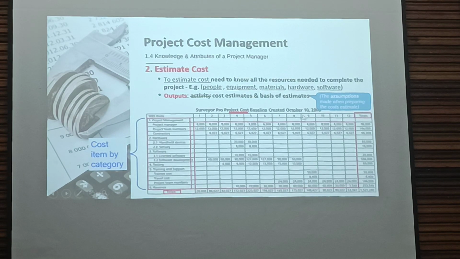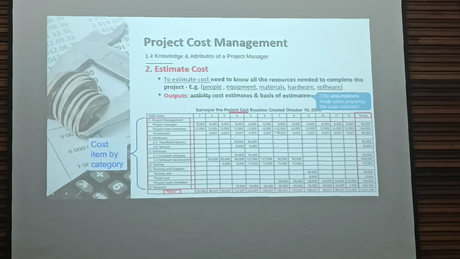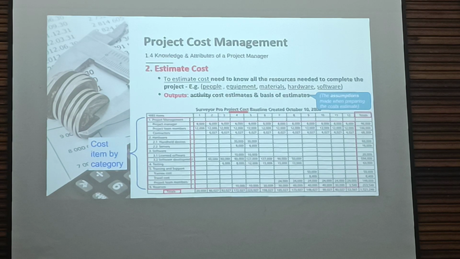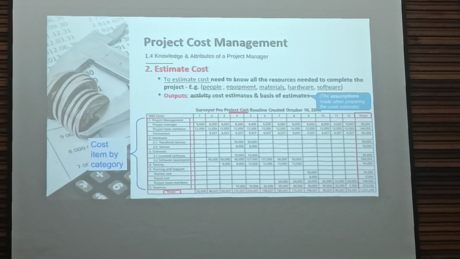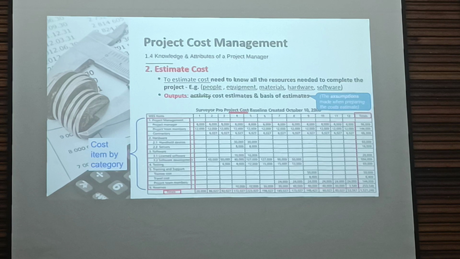Maybe your assumption is he may have salary adjustment from July to December. Then you put 8,000, then 10,000. So when people ask you why the first 6 months is 8,000, then 10,000, you can say I made an assumption that there is a revision of salary of the project manager. So this cost estimate is assuming that the project manager's salary will remain the same throughout the project.